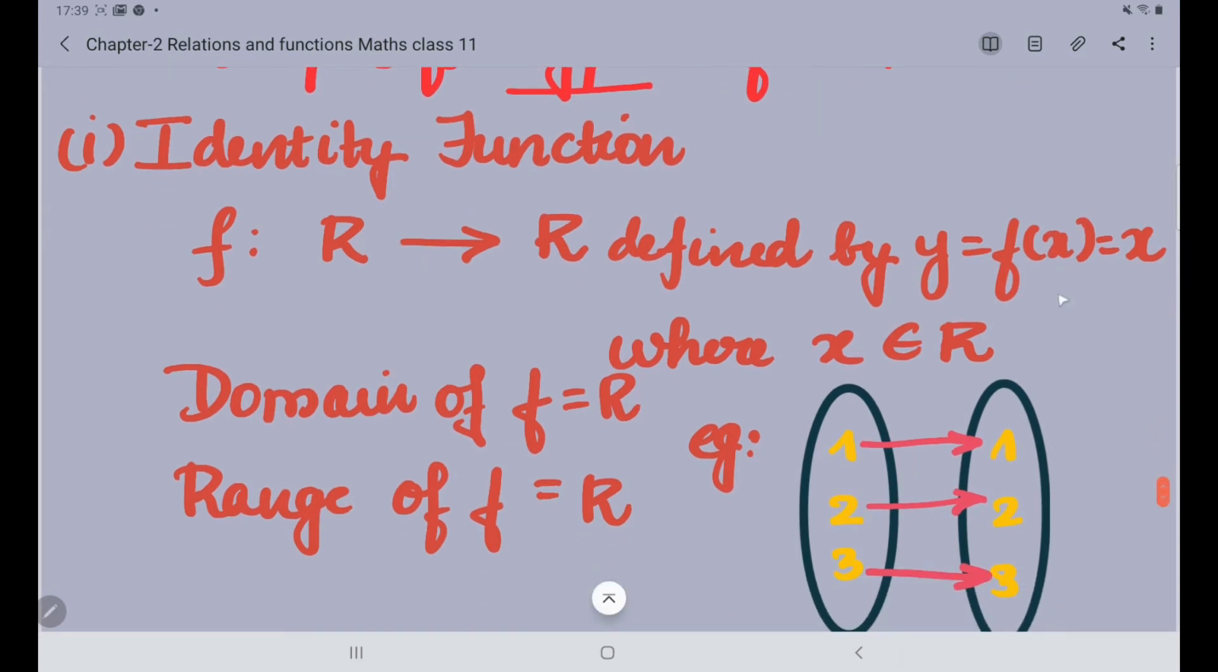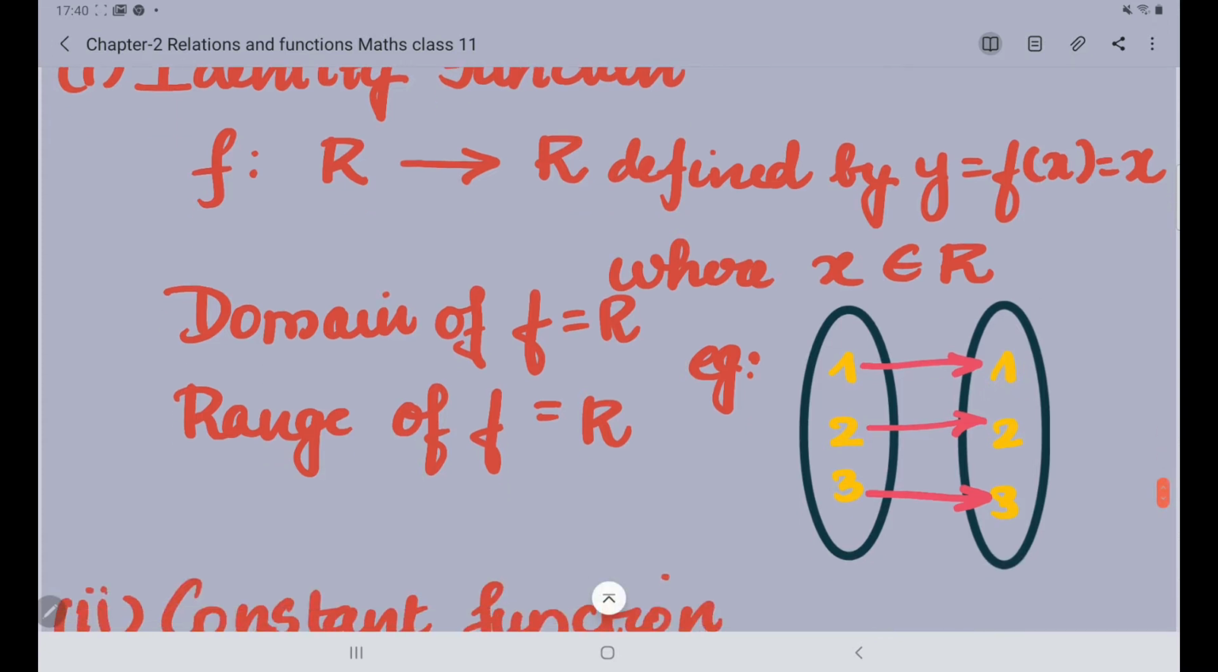First, let's understand what an identity function is. f is a function from R to R, defined by y equals f of x equals x. That is, all the values of y are equal to x, where x belongs to R. So what is the domain of this function? x can take any value, because x belongs to the real number set.